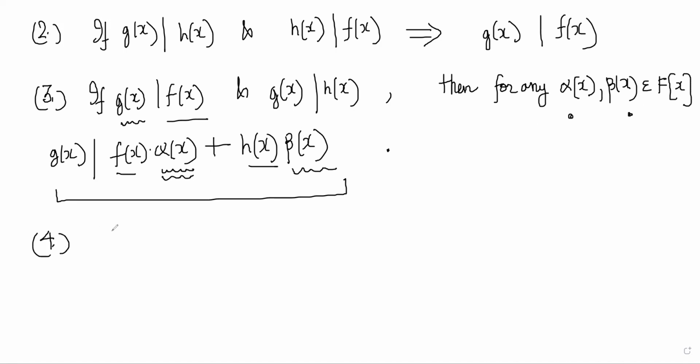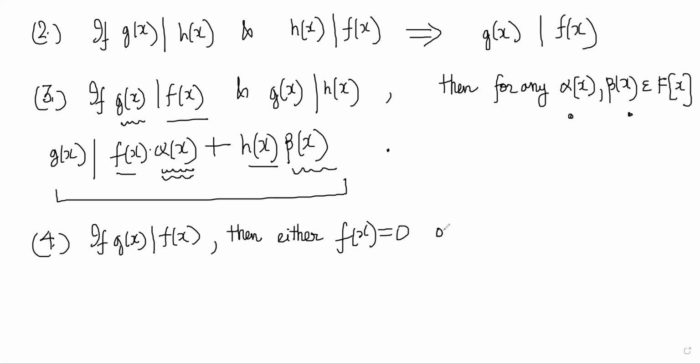The fourth one is this: if g of x divides f of x, then either f of x is 0 or the degree of g is less than or equal to the degree of f, right? Now g of x could divide f of x, and it could be that f of x is a 0 polynomial. The 0 polynomial is a multiple of any other polynomial. You can always say that g of x divides 0, that's possible. But if it is not a 0 polynomial, then the degree of g must be smaller than or equal to the degree of f. So that is what this is saying.